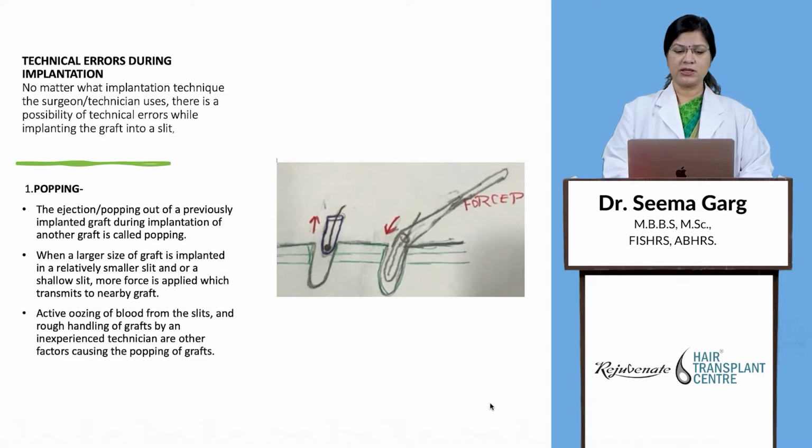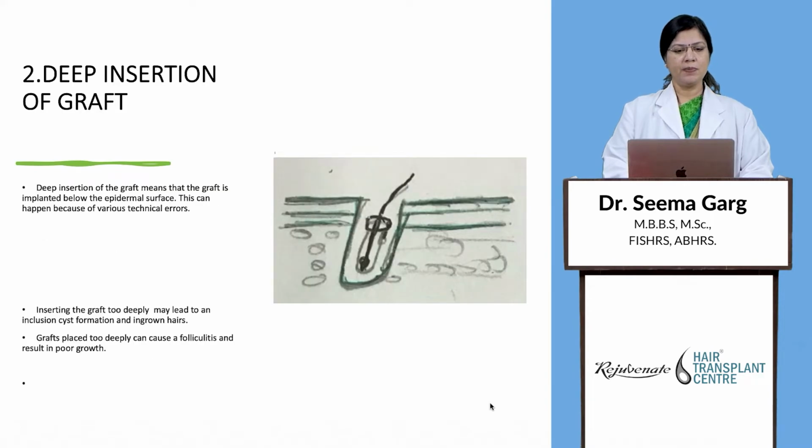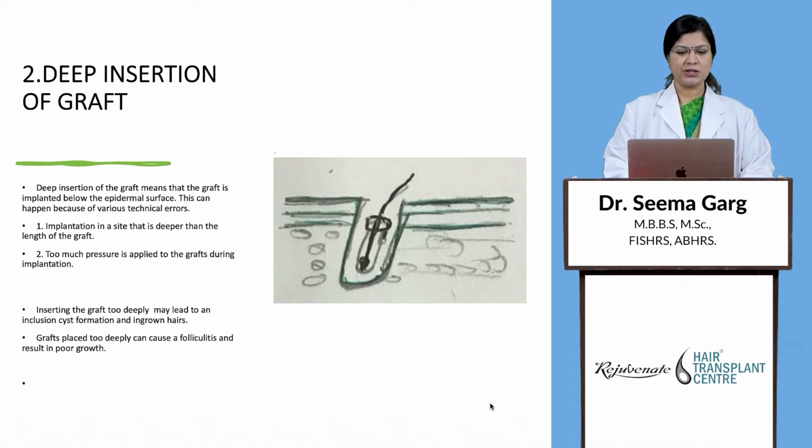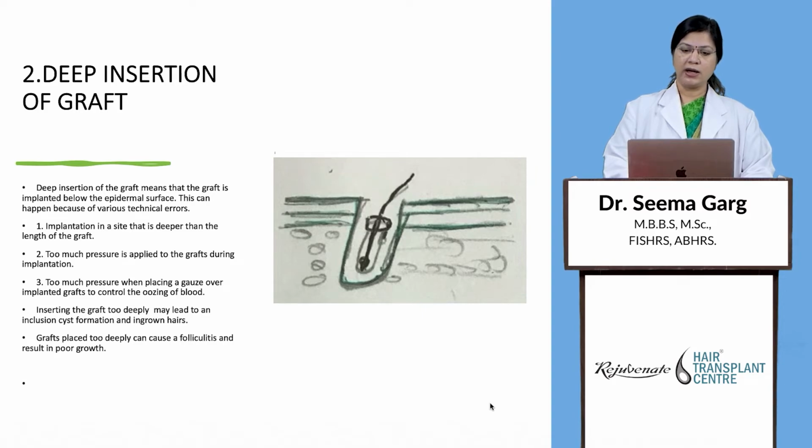Active oozing of the blood from the sides and rough handling of the graft by an inexperienced technician are other factors causing popping. Now, deep insertion of the graft means that the graft is implanted below the epidermal surface. This can happen because of various technical errors. That is, implantation in a site that is deeper than the length of the graft, too much pressure applied to the graft during implantation, or too much pressure when placing a gauze over implanted graft to control oozing of blood. And inserting the graft too deeply may cause inclusion cyst, ingrown hair, folliculitis and poor growth.